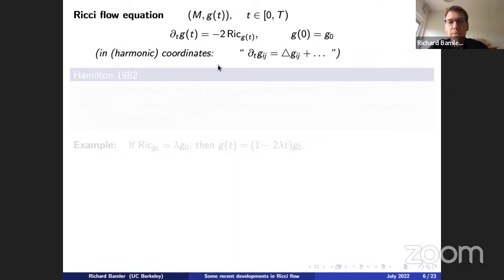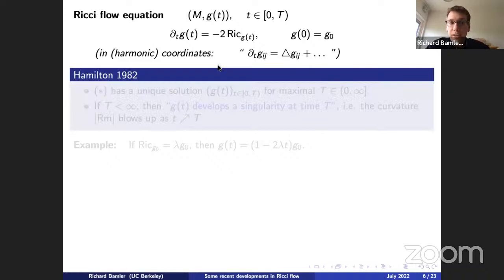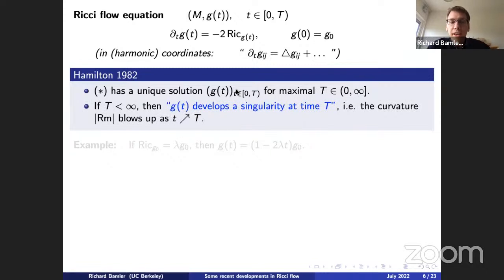Okay, so we can expect that as we evolve a metric under this flow, it somehow becomes more homogeneous, or somehow improves in a certain sense. And this equation was introduced by Hamilton in 1982. And in the same paper where this was introduced, Hamilton shows that this initial value problem has a unique solution for some maximal time T. T could be infinite, in which case we say that this flow is eternal. It exists for all non-negative times. Or T could be finite. And in this case, we say that the flow develops a singularity at time T. And this can be detected by the fact that the curvature blows up near the singular time.